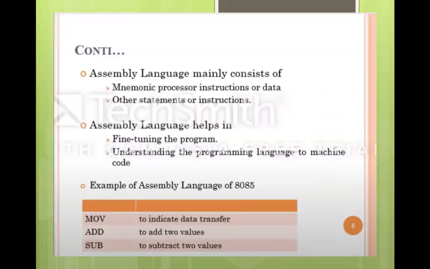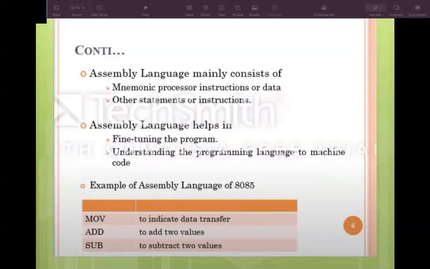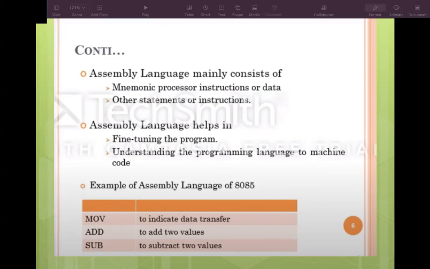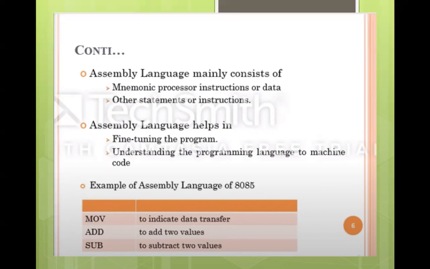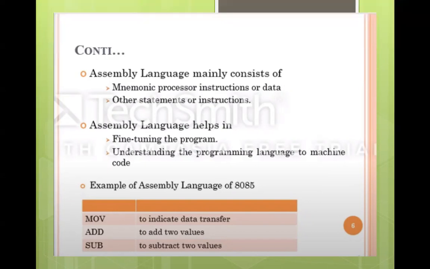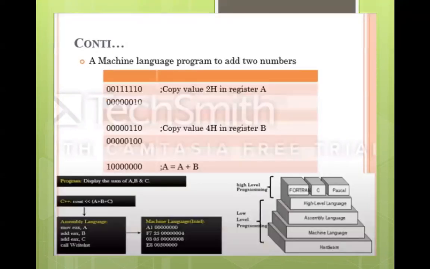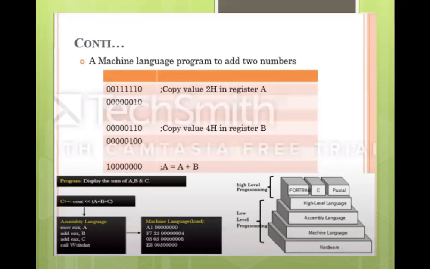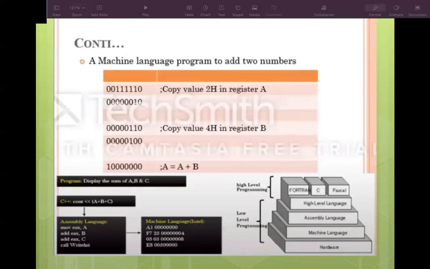There are some examples of assembly language of 8085 instructions. As the name suggests, MOV is used for data transfer, ADD is used to add two values, and SUB is used to subtract two values. Then you can see there is a program written for the addition of two numbers. You can pause the video and read it and understand it. If you have any doubt, go to the comment box and tell me.